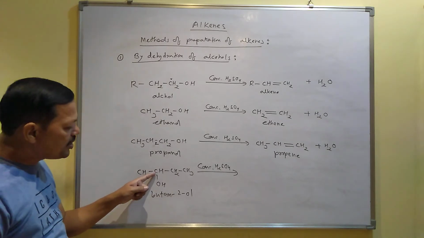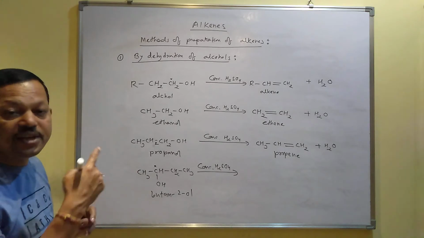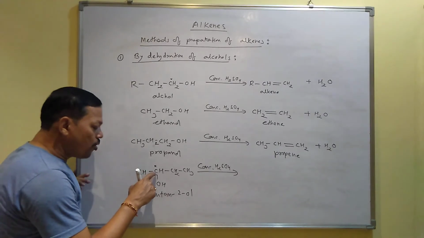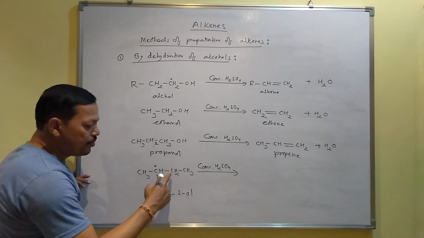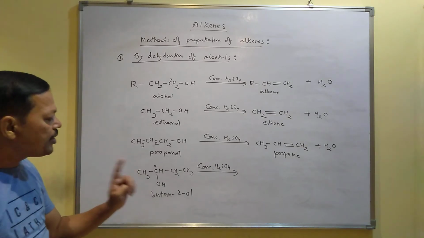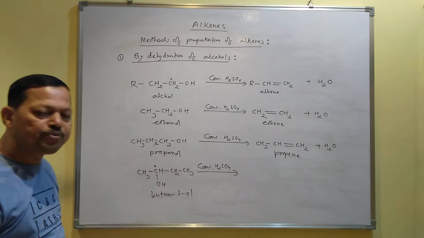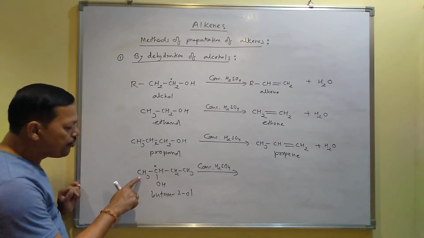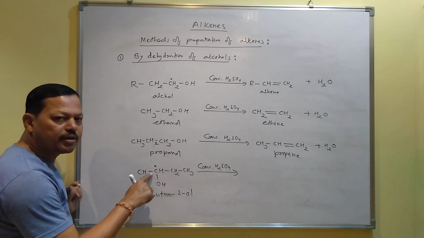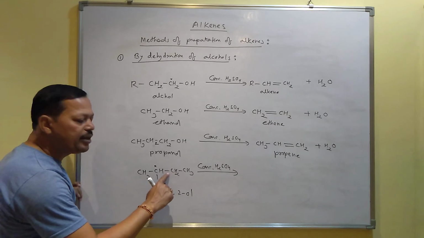Since this carbon contains OH, the OH will be released from this carbon, and from the next carbon one hydrogen will be released. Now from this carbon there are two next carbons. You can consider this one as the next carbon, this one also the next carbon. So you can remove hydrogen from this carbon also, and from this carbon also. If you remove the hydrogen from this carbon, then you will get the double bond in this position. And if you remove hydrogen from this carbon, you will get the double bond in this position.